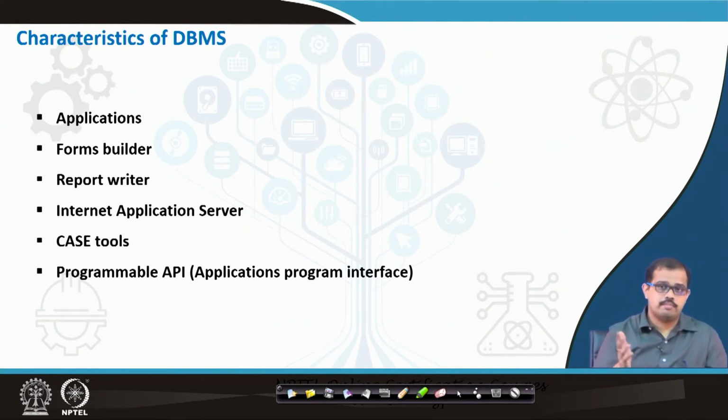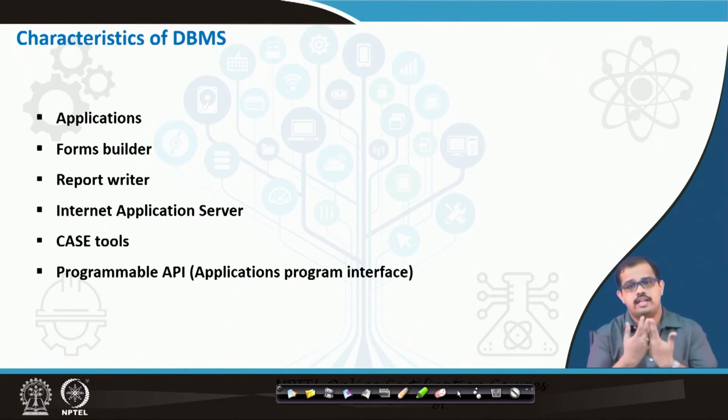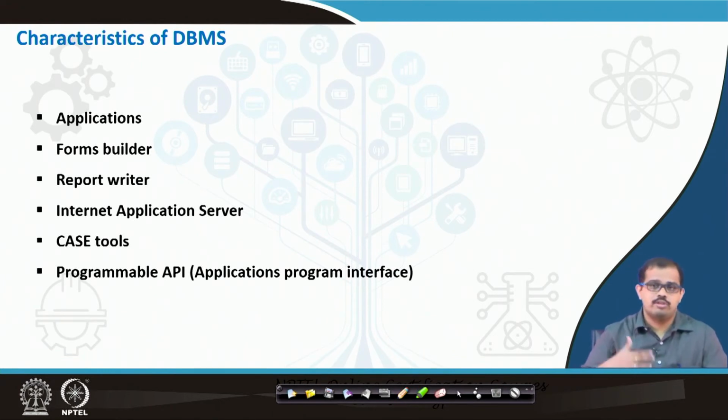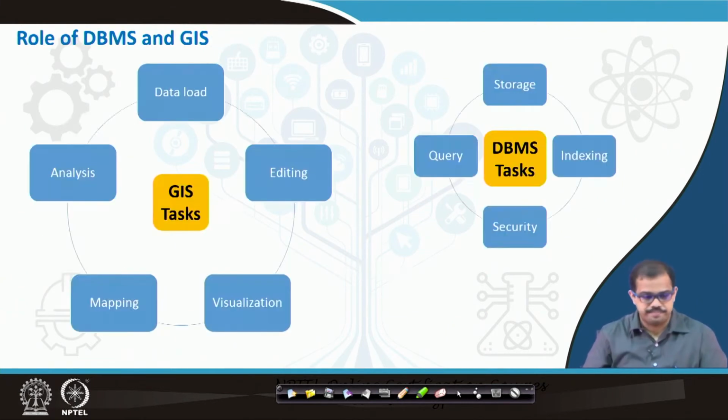Then the most important point of today's systems is programmable APIs, our application program interface. This has become extremely important in terms of how we define an API, how we manage an API, how we present an API. That is also a very challenging task today. So that becomes a characteristic of a database management system.